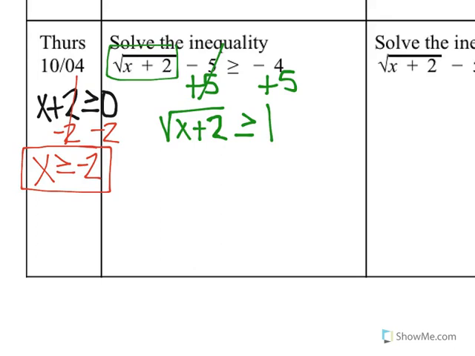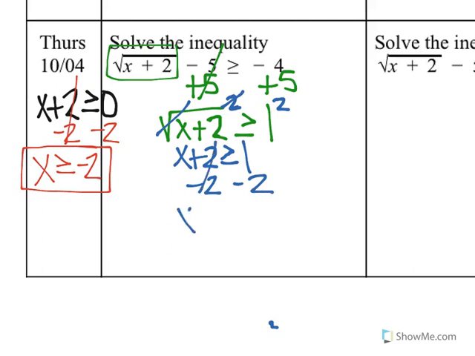Our next step is we're going to square both sides. The reason that we do that is a square and a square root are opposite operations. They will cancel out, and we'll have x plus 2 is greater than or equal to 1 squared, which is 1. And then we're just going to subtract 2 from both sides, and we get x has to be greater than or equal to negative 1.